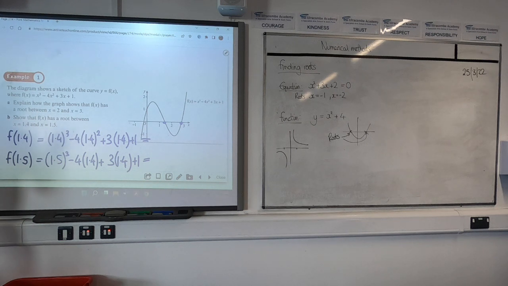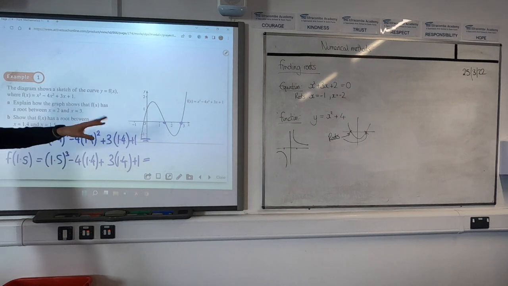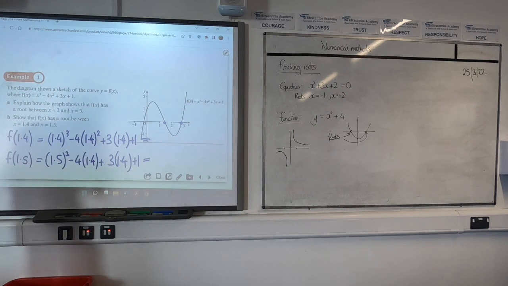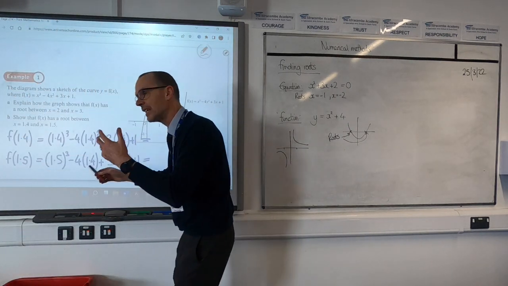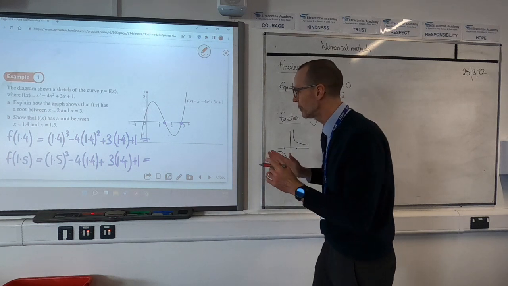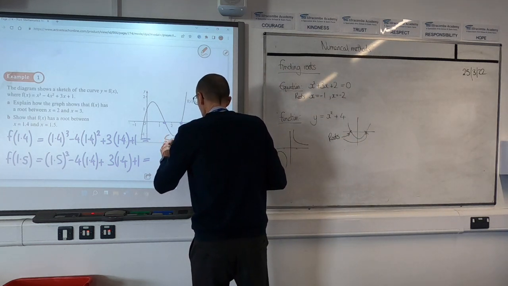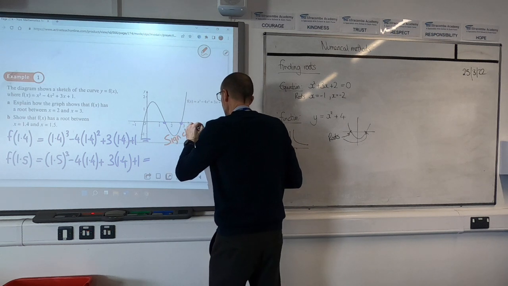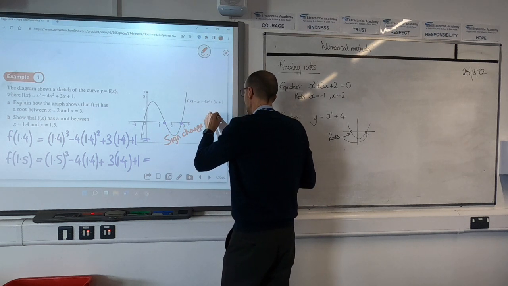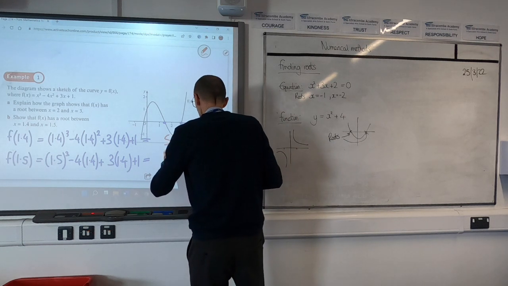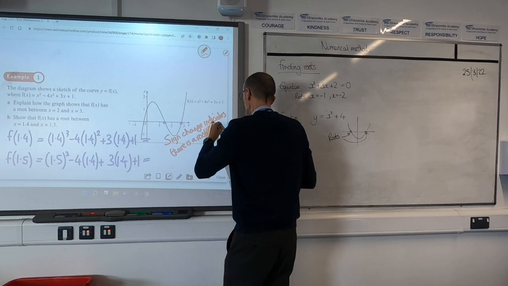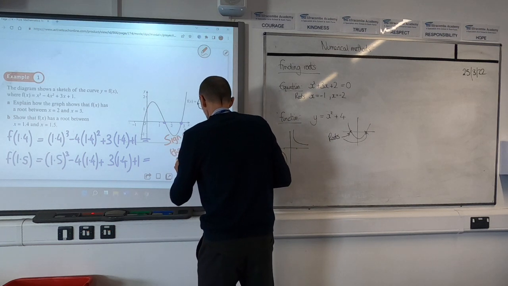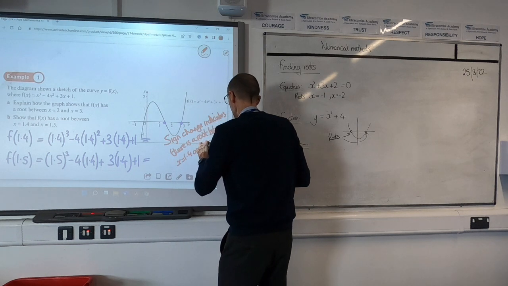So I'm hoping you get a positive answer and a negative answer. And we're not worried about the exact value of the answer. I'd almost certainly do the dot dot dot notation that I often use. But the key thing now is how we state what we found. So I would say that the sign change indicates there is a root between x equals 1.4 and x equals 1.5.